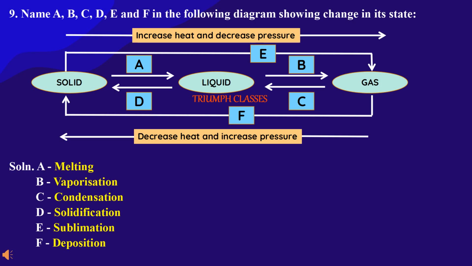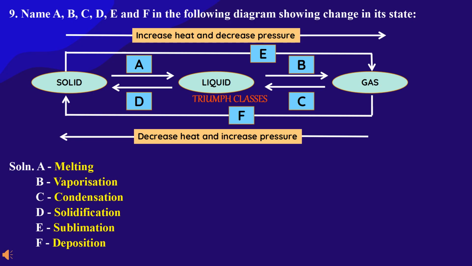In the following diagram, showing the change in state, name A, B, C, D, E and F. On increasing heat and decreasing pressure, the solid changes to liquid state and liquid changes to gaseous state. Whereas, on decreasing heat and increasing pressure, gas changes to liquid state and liquid changes to solid state.